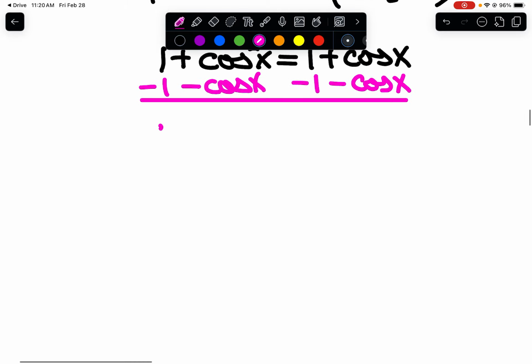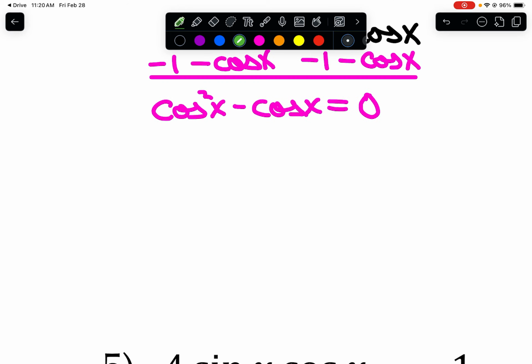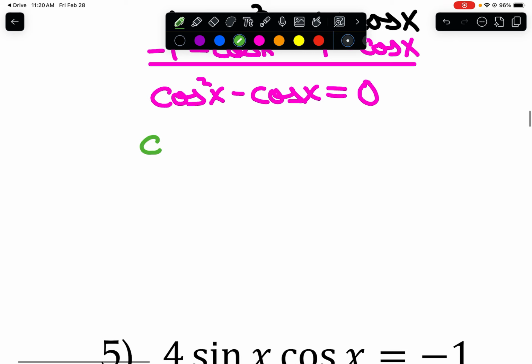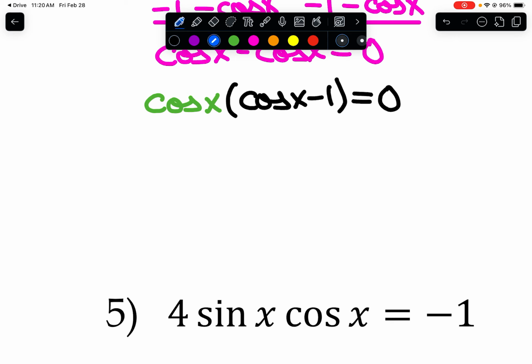So what's going to happen is we're going to have just cosine squared x minus cosine x, and that's going to equal 0. Now, once again, you're going to look for a greatest common factor. So I can factor out a cosine x, and that's going to leave me with cosine x minus 1, and that's going to equal 0. So now you're going to split and solve.